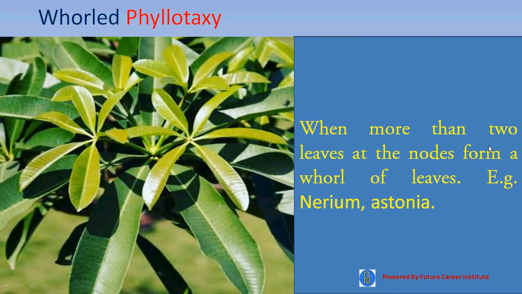Alright, let's go to the next category, whorled phyllotaxy. When more than two leaves at the nodes form a whorl of leaves, example Nerium, Alstonia. This is a picture of Alstonia here. If you see clearly, from one node we can see more than two leaves are arising, forming a whorl. What is the meaning of whorl? Whorl means encircling, so it's forming a circular pattern. Hence, we call this type of arrangement whorled phyllotaxy.